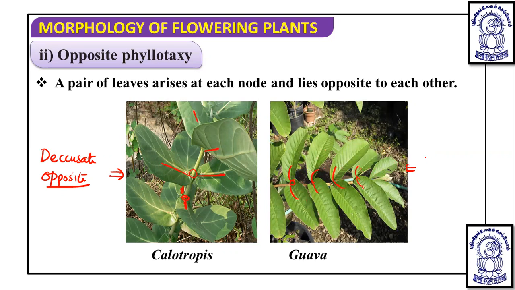So this is known as superimposed opposite phyllotaxy, which is seen in case of the guava.